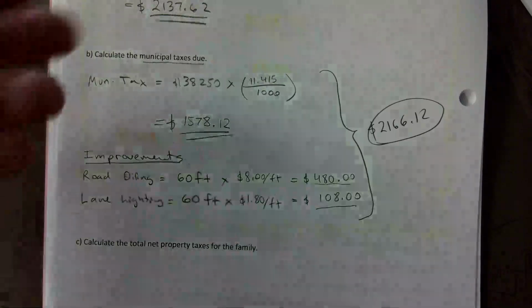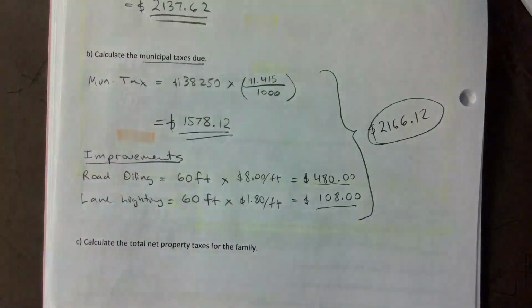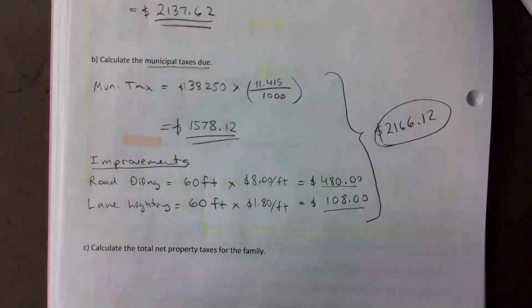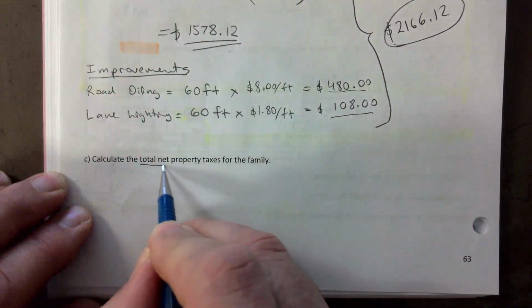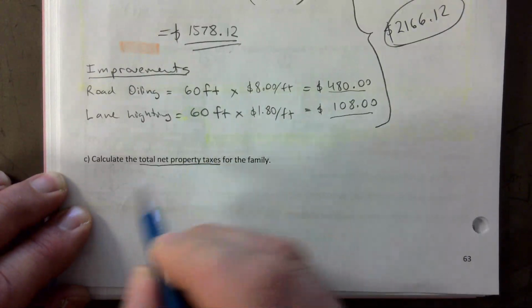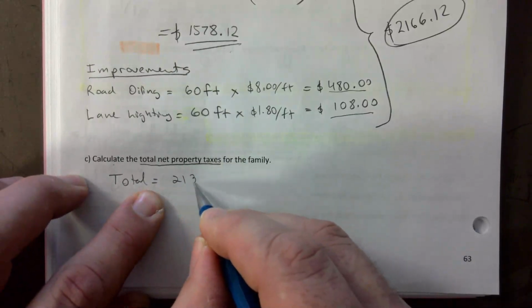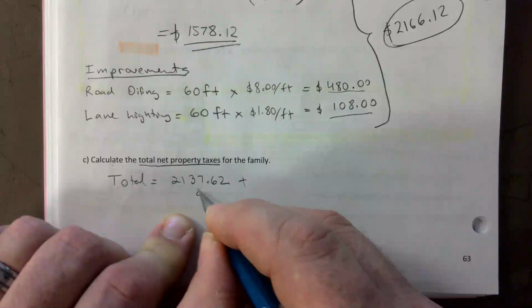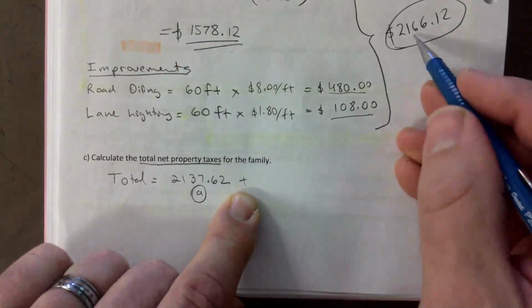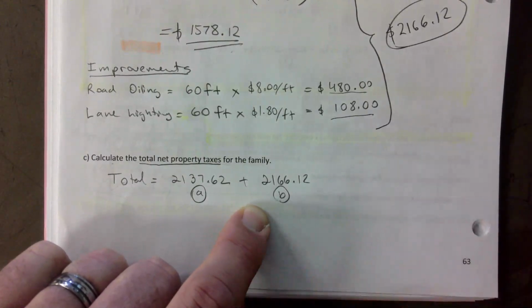Okay, so I broke it down, and these are the two main components on your property tax bill. Okay, the education and the municipal. Now we wrap it all up into just one big number. That would be this part right here. Calculate the total net property taxes for the family. So we go total would be 2137.62, right? What we calculated in A, and we add up 2166.12. That's what we calculated in B.